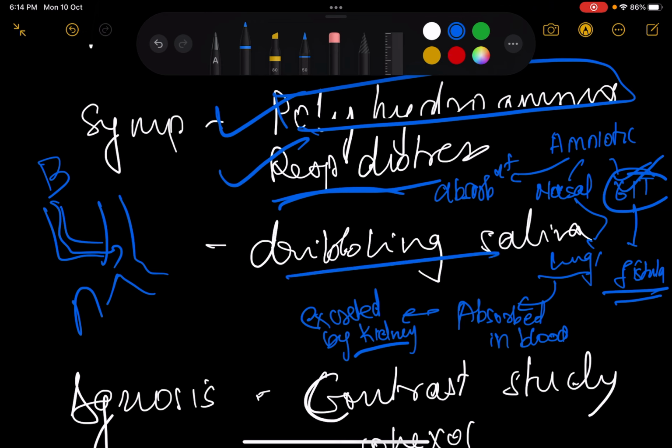Third is there could be dribbling of saliva, and that is usually seen in type C. If this is the trachea, and this is the esophagus, and this is the lower part, or the distal esophagus, that's opening. So out here there's going to be a pooling of saliva, and that causes dribbling of saliva.